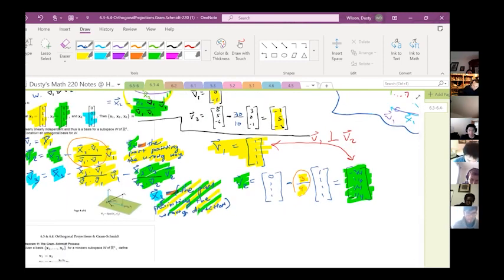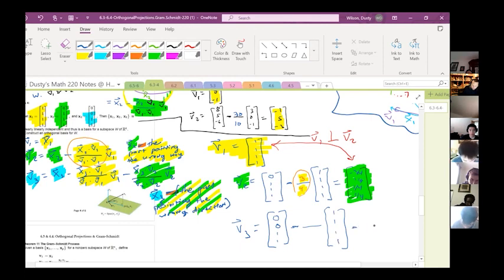So then if we want to find our V3, we're going to start with our X3, 0, 0, 1, 1. And then we got to subtract out some part of V1, 1, 1, 1, 1. And we got to subtract out some part of V2.